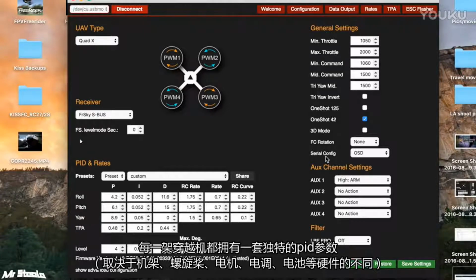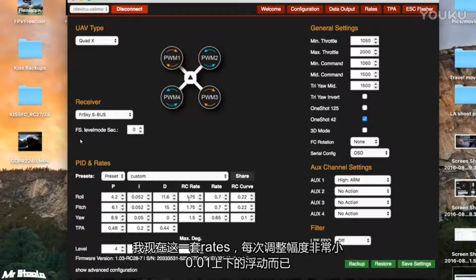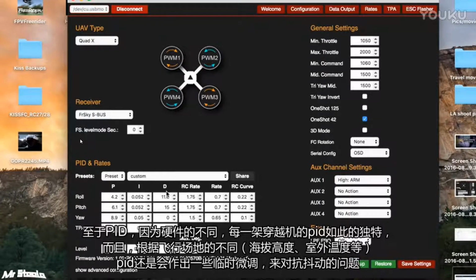Now, every single aircraft of mine is slightly different. The rates are usually the same unless something's happened to the aircraft, like it's been in a hard crash, and maybe one number will be off by a very slight amount, like maybe 0.6 or 0.01. Sorry. And the PIDs are pretty much identical on most of the quads. However, it does change depending on where I am, what the altitude is, what the humidity is, how hot it is. Things do change.